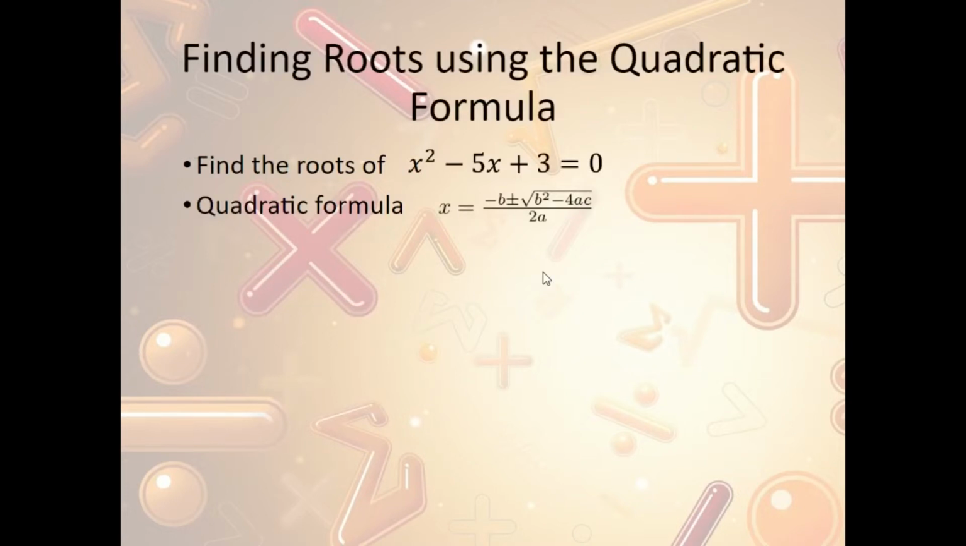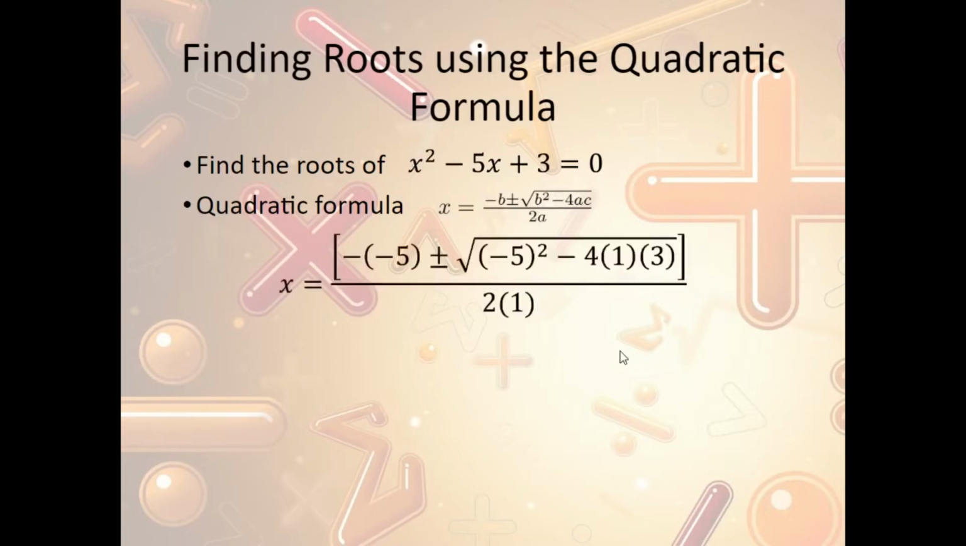Okay, so let's take a look here. We're given x squared minus 5x plus 3 is equal to 0, and we're asked to use the quadratic formula. So we're going to plug in. Negative b becomes negative negative 5, which is positive 5, plus or minus the square root of negative 5 squared minus 4 times a, which is 1, times c, which is 3, over 2 times a, which is 1. And we end up with this. All I did was plug in to the formula.